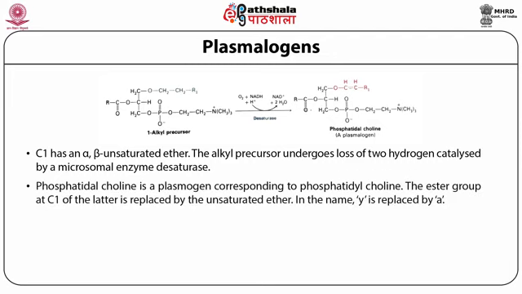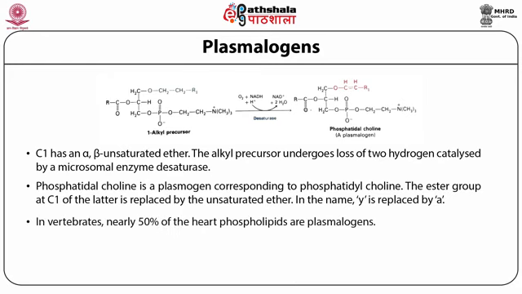Phosphatidal choline is a plasmalogen corresponding to phosphatidyl choline. The ester group at C1 of the latter is replaced by the unsaturated ether. In the name, Y is replaced by A. In vertebrates, nearly 50% of the heart phospholipids are plasmalogens. The other rich sources of ether phospholipids are membranes of halophilic bacteria, ciliated protists, and some invertebrates.